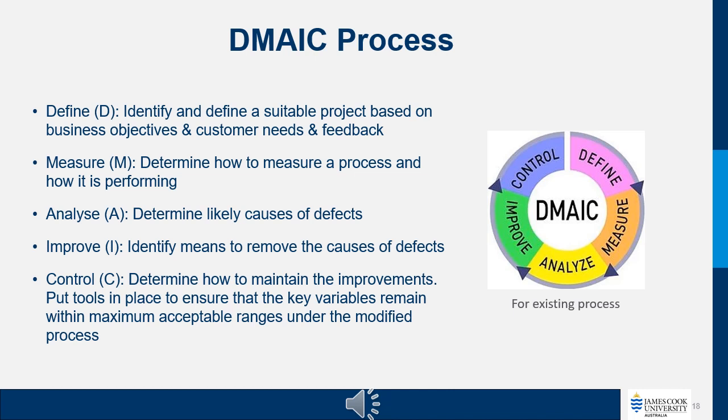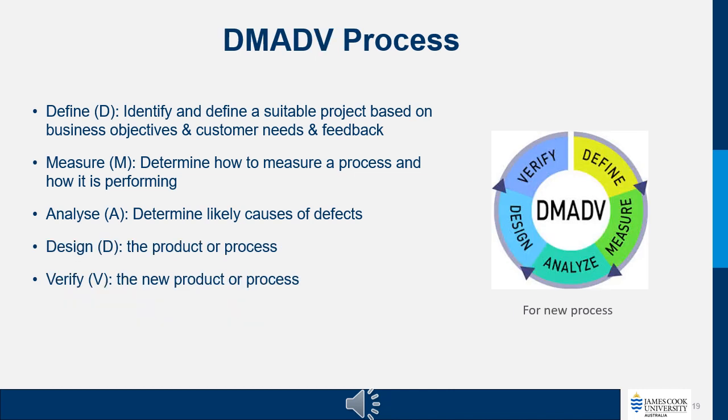By following this framework, organizations can systematically approach process improvement, identify areas for optimization, and implement sustainable changes that result in higher quality, reduced defects, and improved customer satisfaction. DMADV is another Six Sigma methodology that is used for designing new products or processes. It stands for define, measure, analyze, design, and verify.